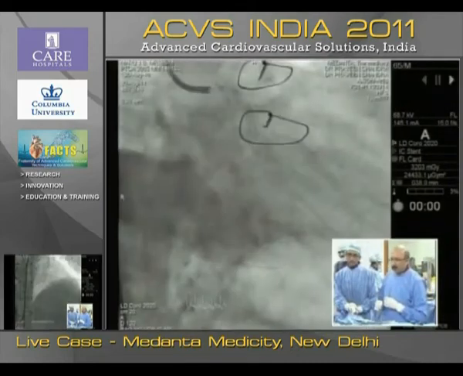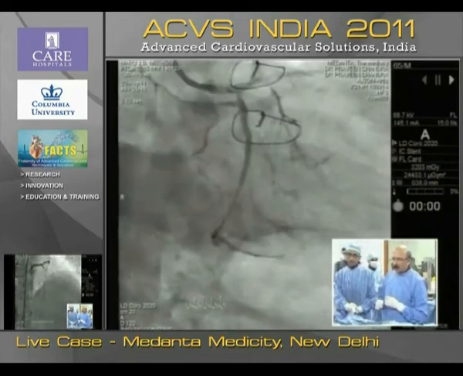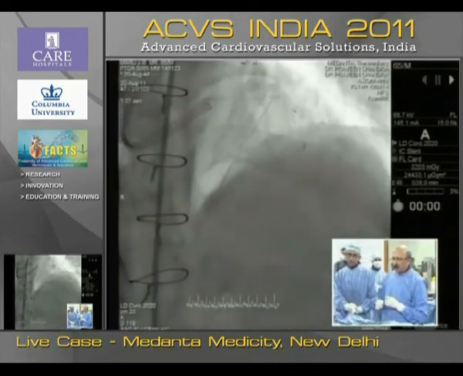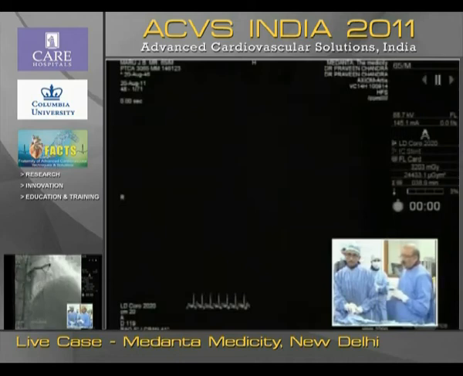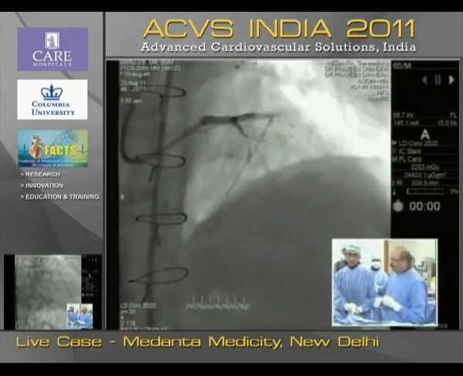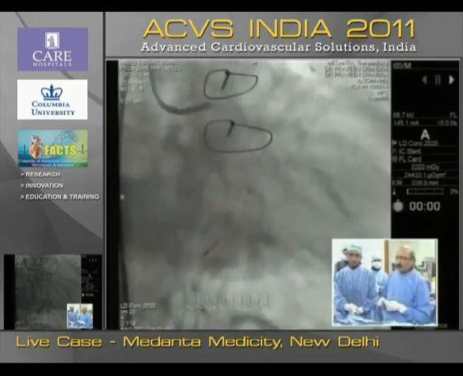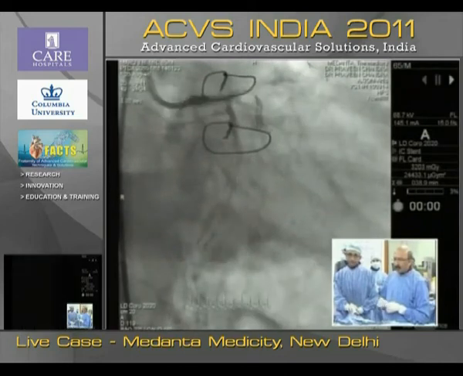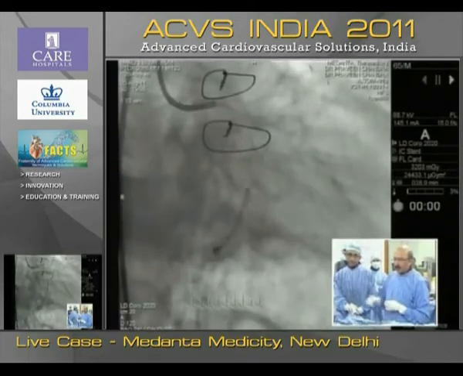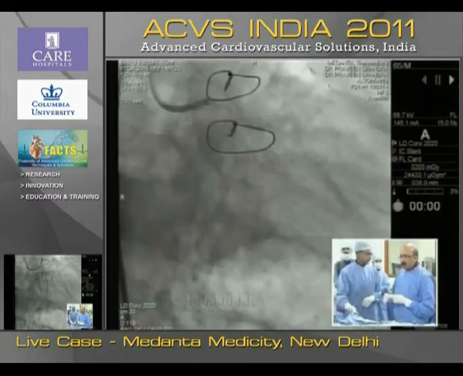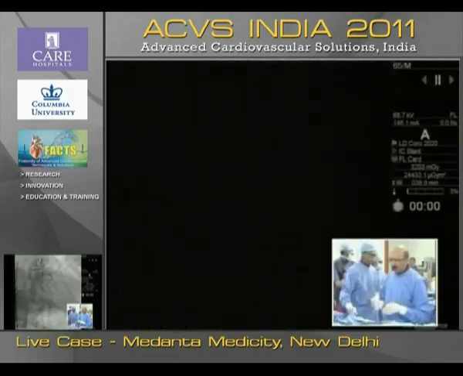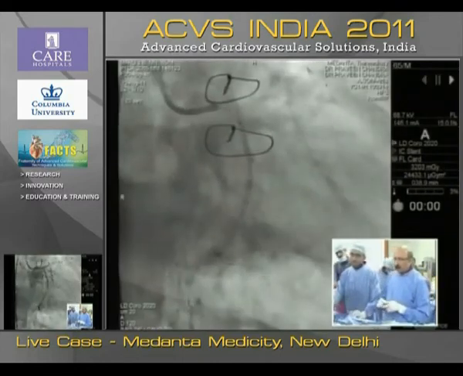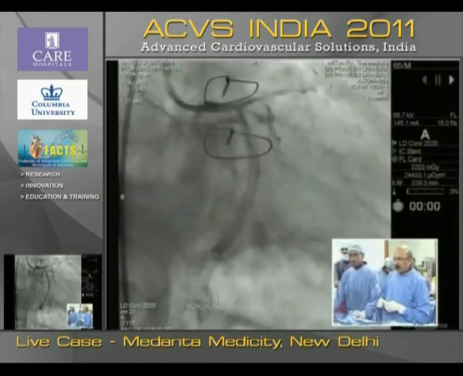And then we took another 2.5 into 36 millimeter. This is a Supralimus Core stent because we didn't have any other longer length Yukon PC. So we took this one. This is again a biodegradable polymer. And this is the outcome after the 2 stent implantations.